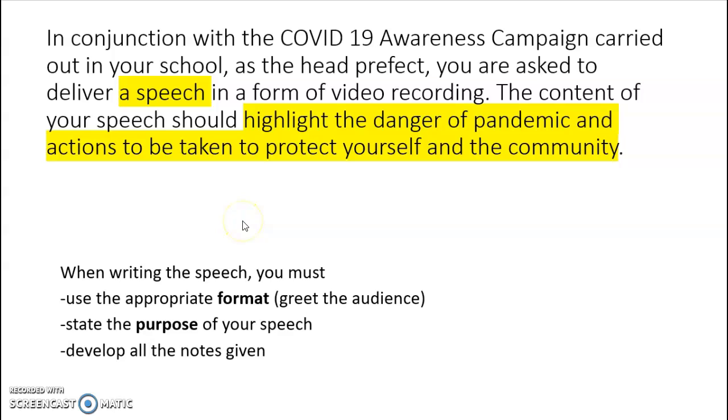Okay, so let's look at the question. In conjunction with the COVID-19 awareness campaign carried out in your school, as the head prefect, you are asked to deliver a speech in the form of a video recording. The content of your speech should highlight the danger of the pandemic and actions to be taken to protect yourself and the community. So in this question, you need to deliver a speech.